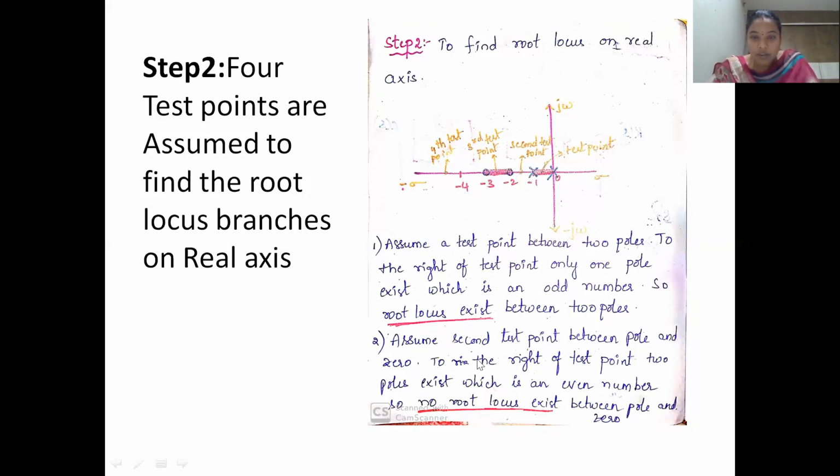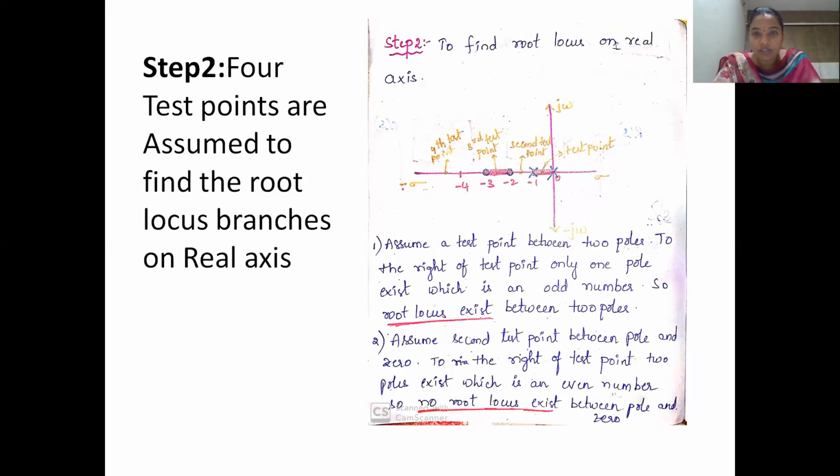Assume second test point between pole and zero. To the right of the test point, two poles exist, which is an even number. So no root locus exists between pole and zero. That is the point. I think I am clear.